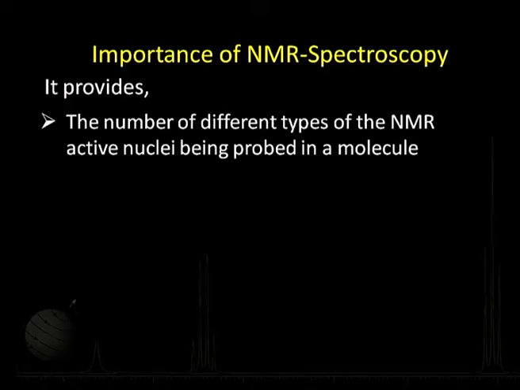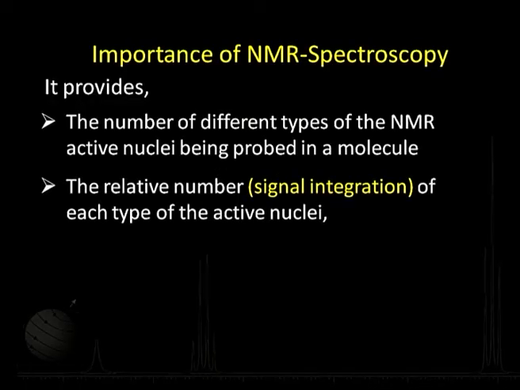I have highlighted a few things there. From an organic chemist's perspective, it is a very good technique, because it provides us the number of different types of NMR active nuclei being probed in a molecule. What it means is, suppose I am looking at a molecule and at the proton nucleus over there, then I can find out how many different types of protons are there in the molecule. That is the meaning of the statement over here. The second piece of information I get from NMR spectroscopy is the relative number of each type of such active nuclei. That means, suppose there are 3 different types of nuclei, what is their relative ratio.